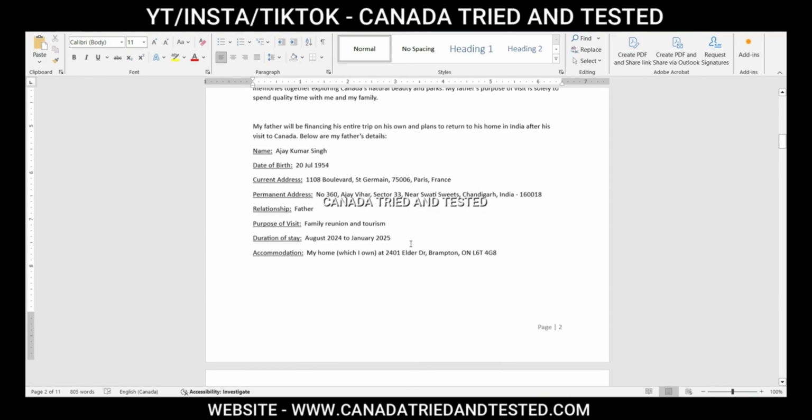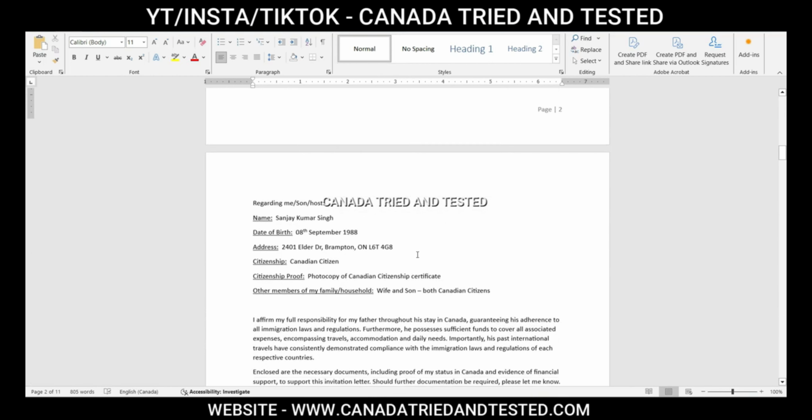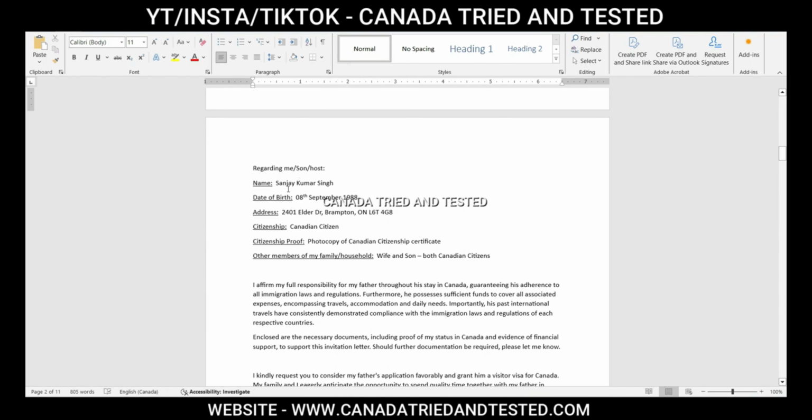And now we will come to the next part regarding me, the son: post, name, date of birth, address, citizenship. Again, here you can customize. Then the proof. Then other members of my family in the household, wife and son, both Canadian citizens, or mention whatever the status is. I affirm my full responsibility for my father throughout his stay in Canada, guaranteeing his adherence to all immigration law and regulation.